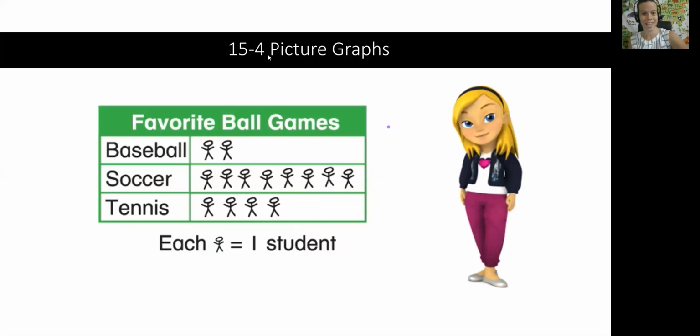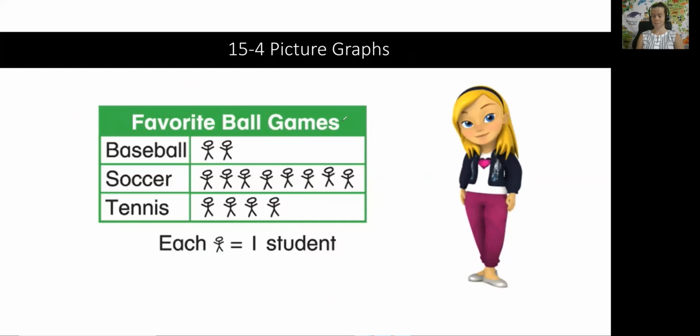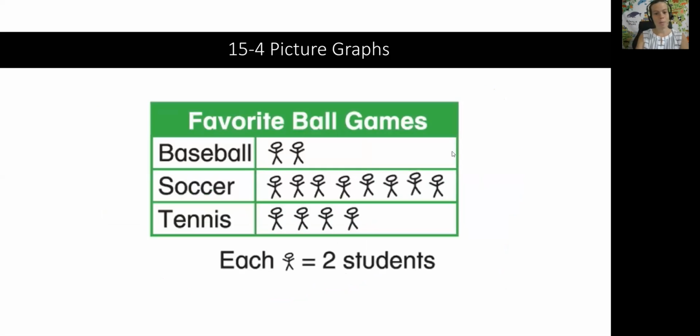Done beautifully. All right. So what is the title of this pictograph? Favorite Ball Games is the title. All right. And what are our labels? There we go. Baseball, soccer, tennis, also known as categories. And what does our key say? Each student, or each stick figure, is one student. All right, so there is an example of a pictograph.